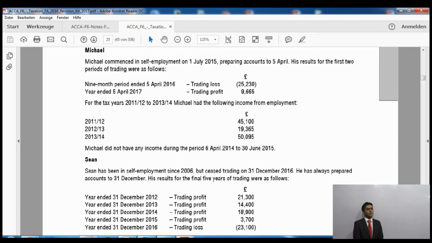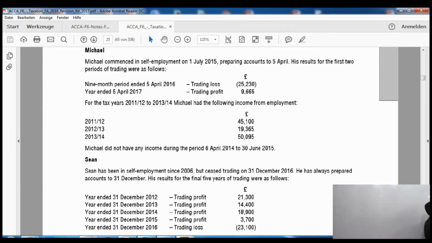Now please remember, self-employment is a business, it is not employment. So you are working for your own self, you're not working for someone. So he started self-employment in tax year 15-16, preparing accounts to 5th of April. His results for the first 2 periods of trading were as follows.